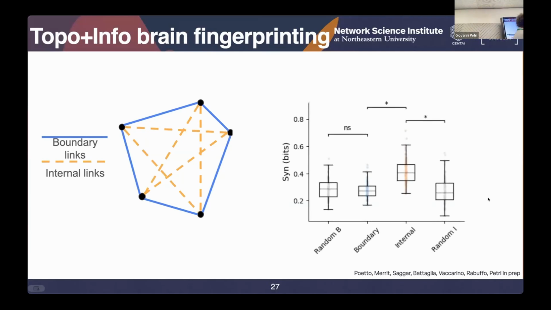So now give me a second to help you parse this plot. These are the internal edges, okay? And they are the highest, right? You can see it in terms of the most synergistic.